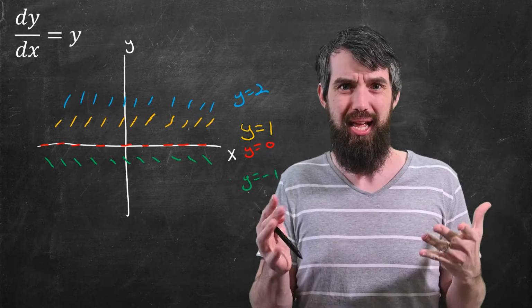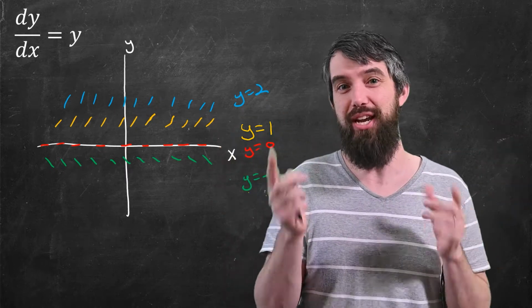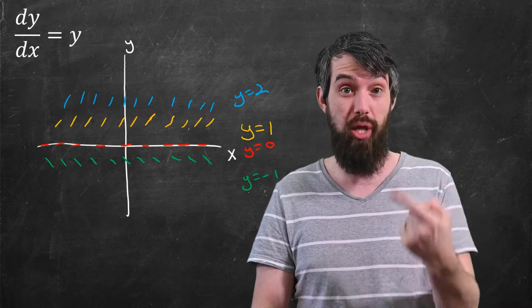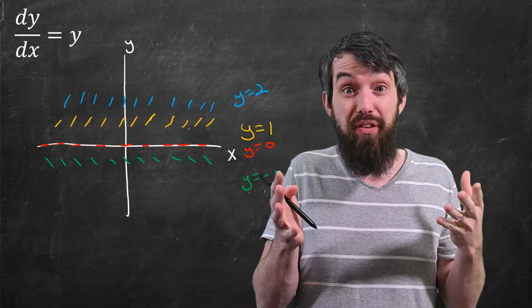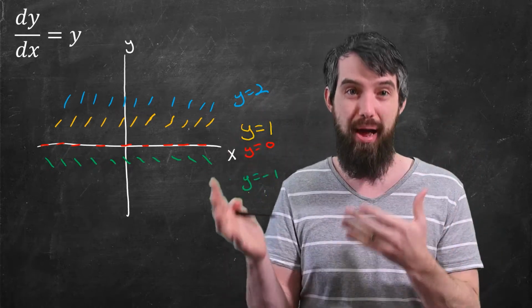And so what am I doing? At every point, because I can keep on going and doing this anywhere if I so wished, I draw a little line segment, and the little line segment tells me the slope. This kind of slope field is a way to encode a differential equation geometrically.